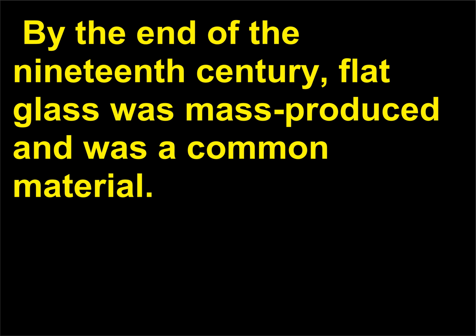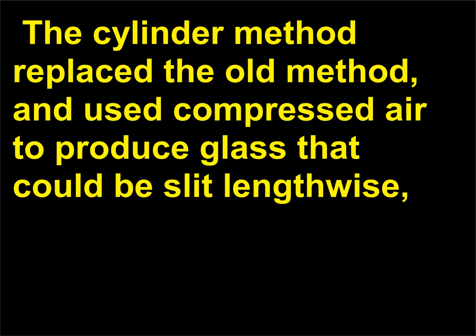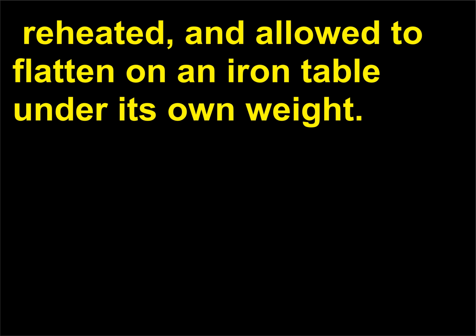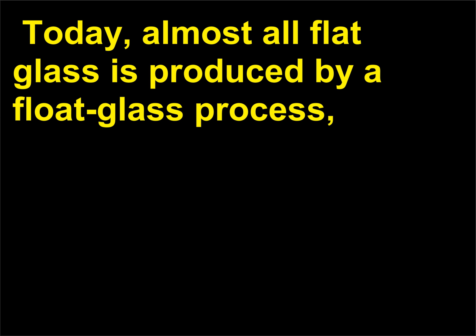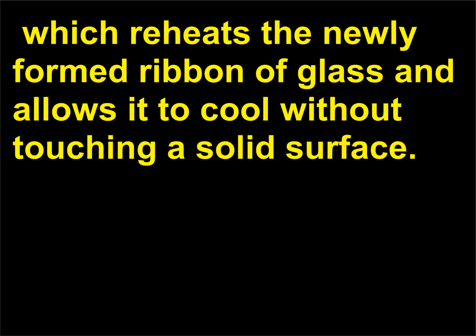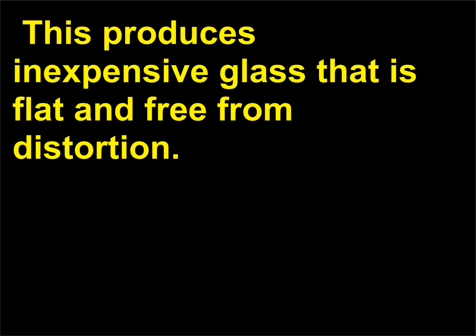By the end of the 19th century, flat glass was mass-produced and was a common material. The cylinder method replaced the old method, and used compressed air to produce glass that could be slit lengthwise, reheated, and allowed to flatten on an iron table under its own weight. New furnaces and better polishing machines made the production of plate glass a real industry. Today, almost all flat glass is produced by a float glass process, which reheats the newly formed ribbon of glass and allows it to cool without touching a solid surface. This produces inexpensive glass that is flat and free from distortion.